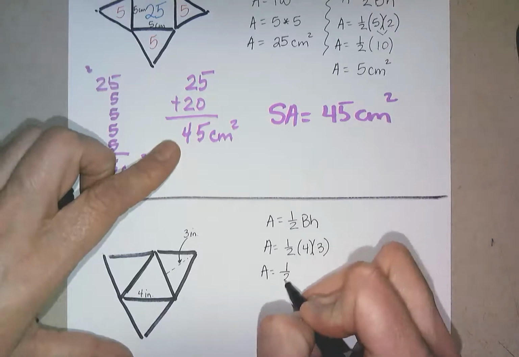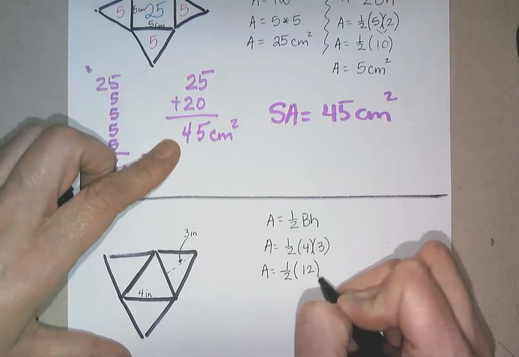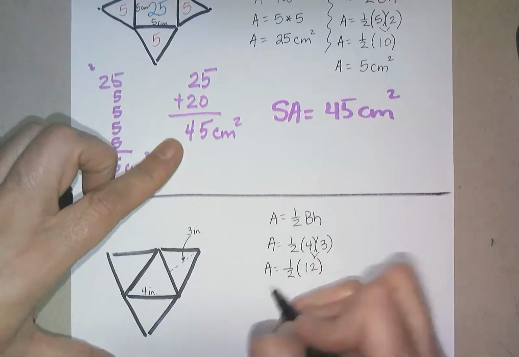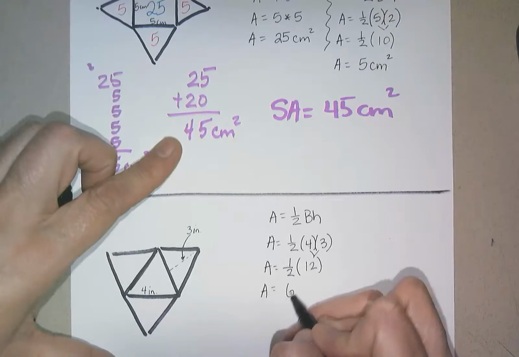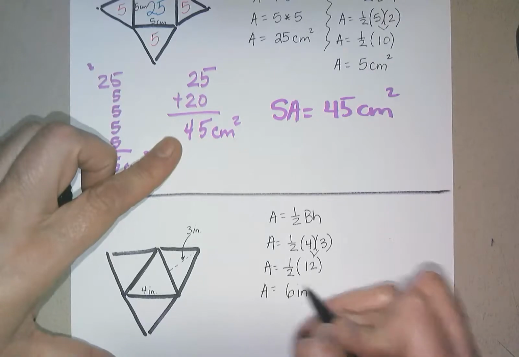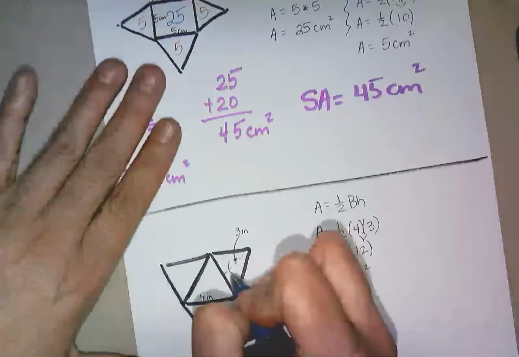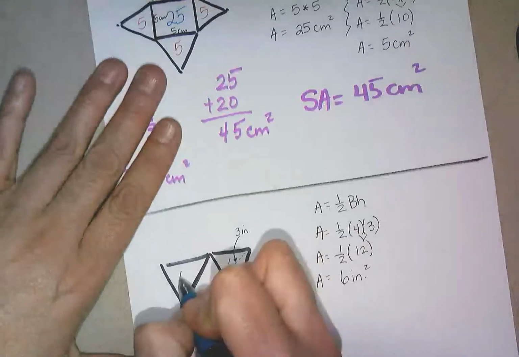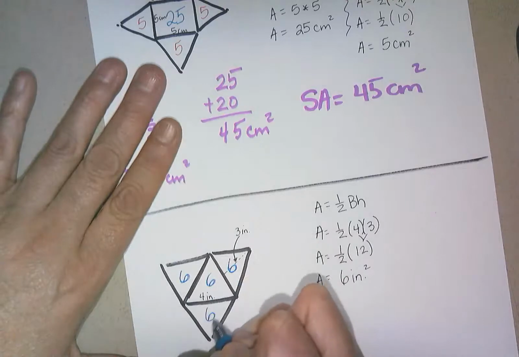So 1/2, and then I know that 4 times 3 is 12. Okay. And now just cut the 12 in half. Half of 12 is 6 inches squared. So that's how much one triangle is. Okay, so this is 6. This is 6. Will be 6, and this will be 6.